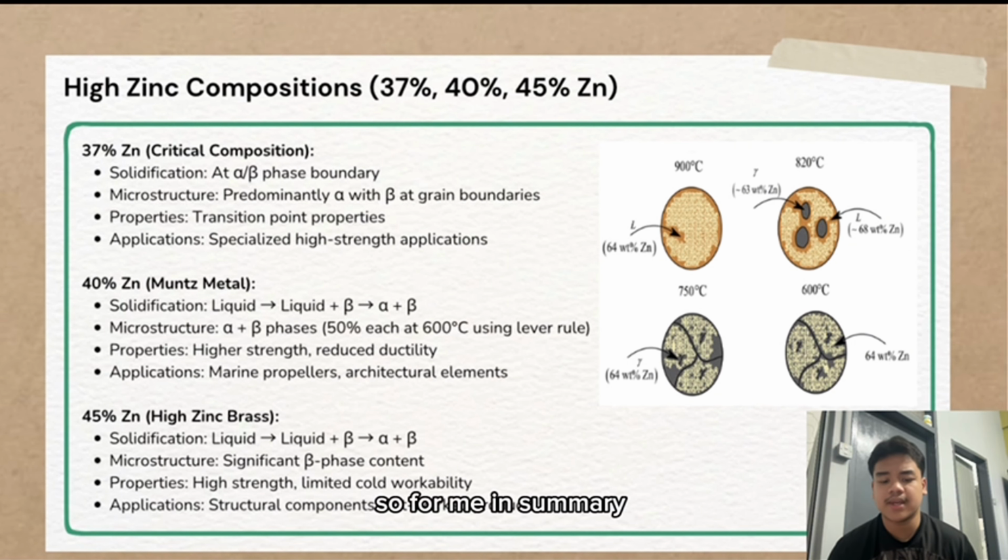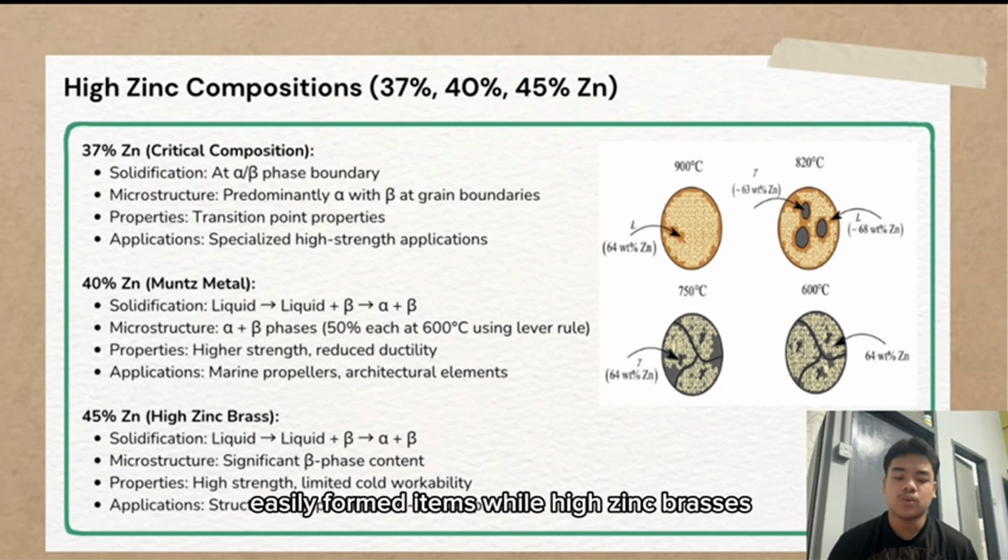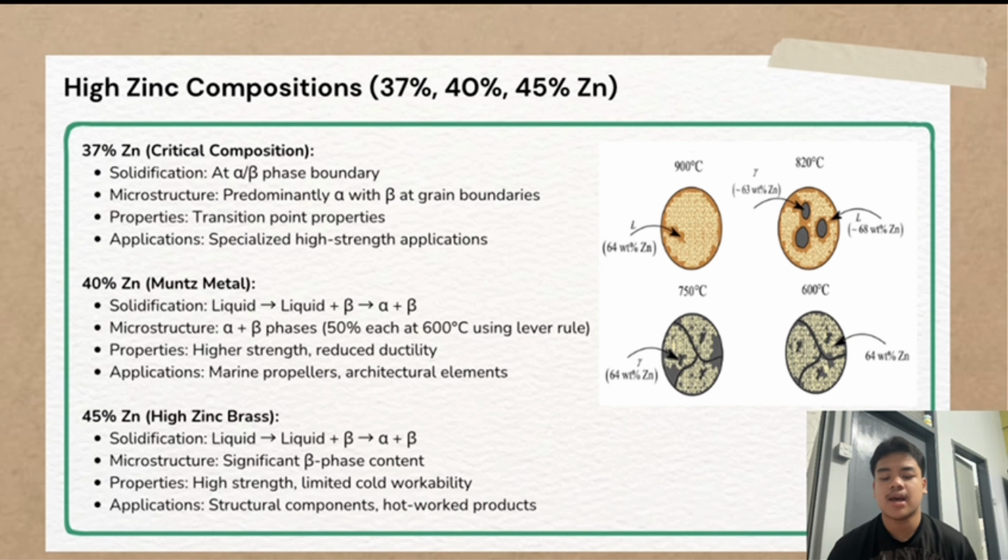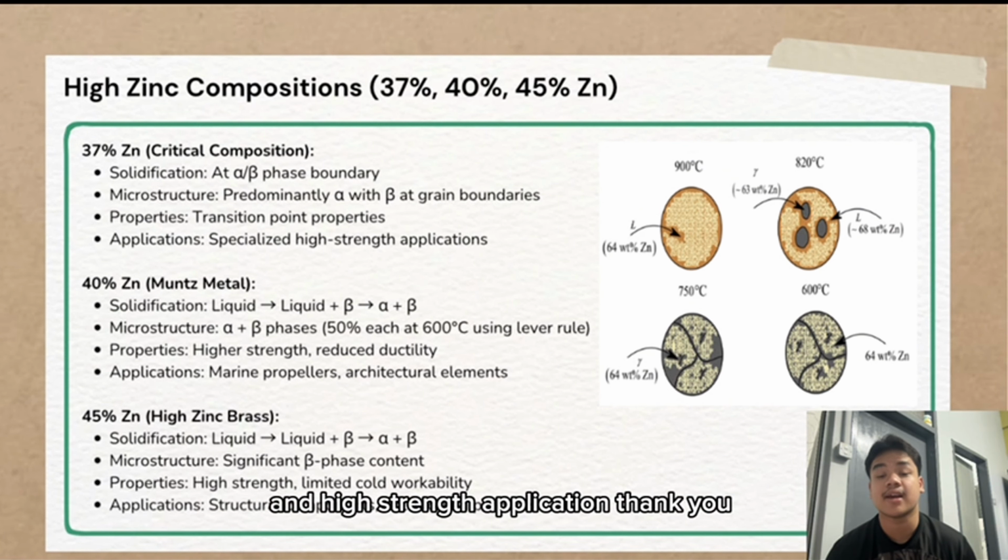So, in summary, increasing zinc content generally increases the strength of brass, but reduces the ductility and cold workability. This explains why low zinc brasses are preferred for decoration and easily formed items, while high zinc brasses are better suited for structural and high strength applications.